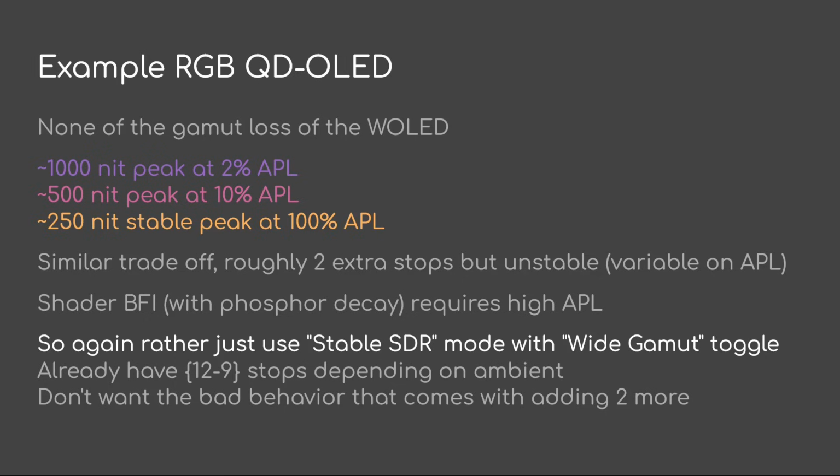So note that to do shader BFI with the phosphor decay, the technique I talked about in another talk, that requires high APL. So again, I'd rather just use the stable SDR modes with the wide gamut toggle. I already have 12 to 9 stops depending on ambient in this display. I don't really want the bad behavior that comes with adding 2 more stops of contrast.